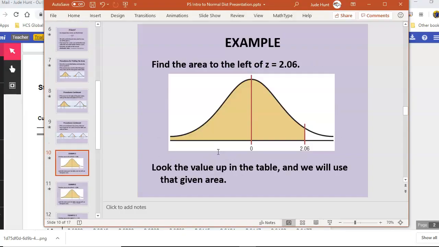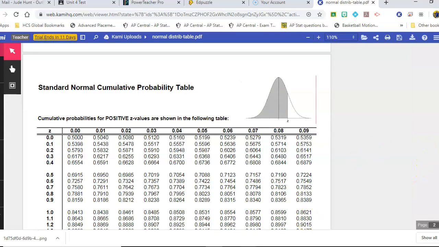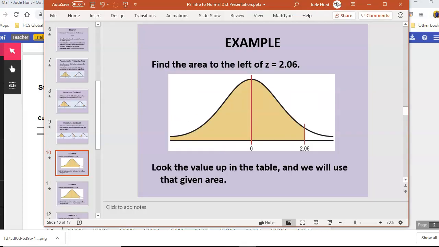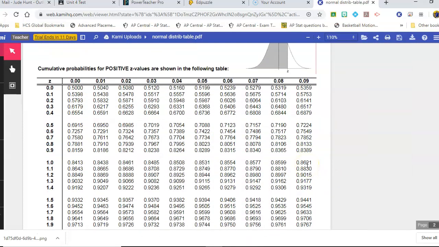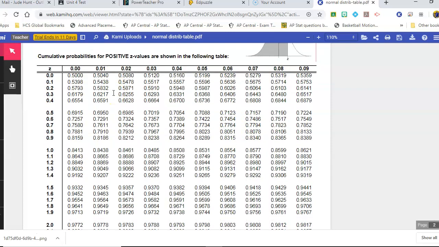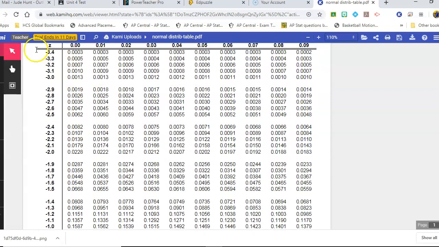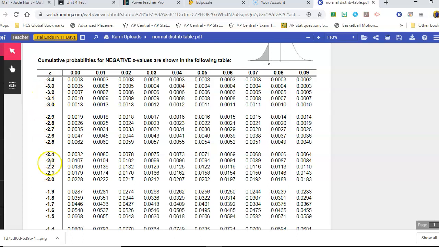So if you'll remember what I just kind of went through, we're going to look that value up in the table, and we're going to use that given area. So we'll go to, I'm sorry, I just already kind of forgot. It was 2.06. So we're going to go to that value. We're going to find it in the table. And you can see here the z values are going to be over here on this left-hand column.